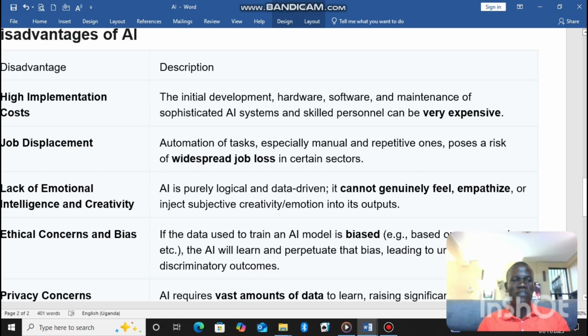You will also believe with me outside there. There's what they call job displacement. Of course, automation of tasks, especially manual and repetitive ones, poses a risk of widespread job loss in certain sectors. I think this one is very clear.